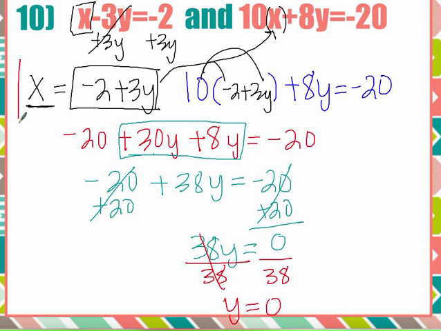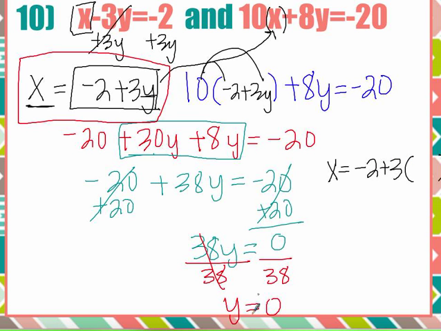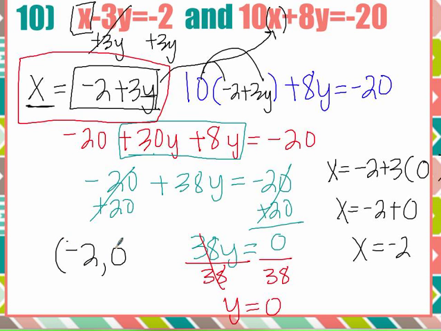Since this is already set up to just plug in and tell me what x is equal to, I'm going to use this one. And so I've got x is equal to -2 plus 3 times y. We just found out y was 0, so x is equal to -2 plus 3 times 0 is 0, so x is just equal to -2. So again, I got to make sure I put my x coordinate first. The point where these two lines intersect is at the point -2, 0.